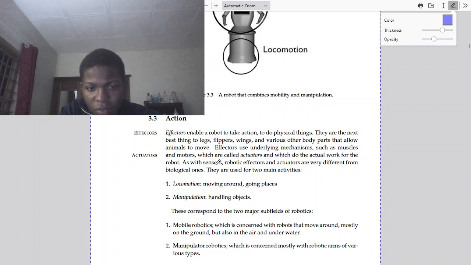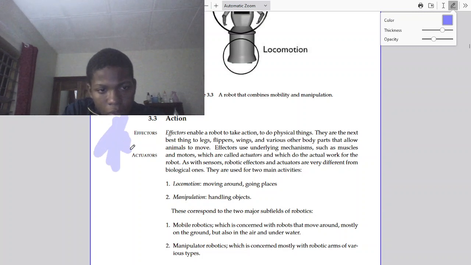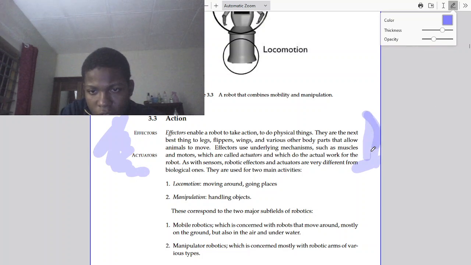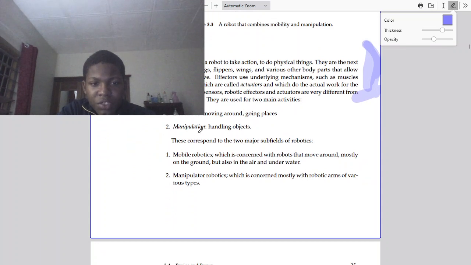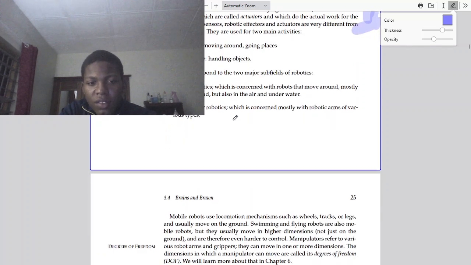As with sensors, robotic effectors and actuators are very different from biological ones. They are used for two main activities. Let me just section out this part, it's very important. The two main activities for effectors and actuators are locomotion and manipulation. Locomotion is moving around, going places. Manipulation is for handling objects.